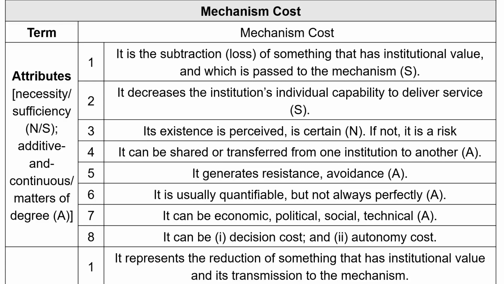The second is that cost is something that decreases the institution's individual capability to deliver service. So I'm not talking about the mechanism capability, but when an institution gives something to the mechanisms, and if you think just about the institution after giving something to the mechanism, its individual capability decreases. Okay.